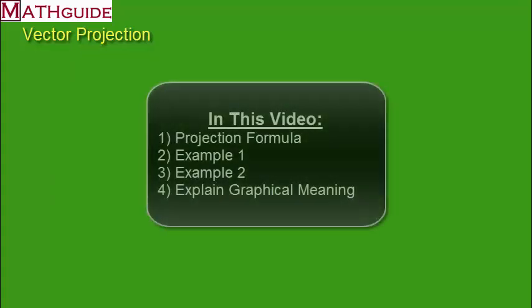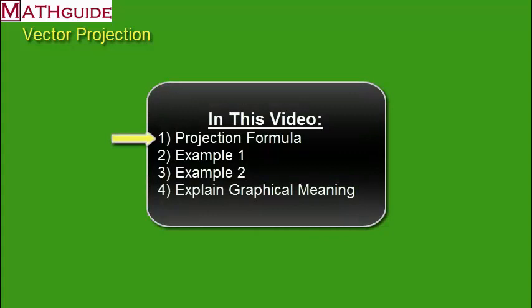In this video, we're going to look at the projection formula for vectors. In our first section, we're going to talk about the formula. In our second section, we'll go over an example. In our third section, we'll go over another example. And in our last section, we're going to talk about what it means graphically to have a projection of one vector on another. Okay, let's get started.